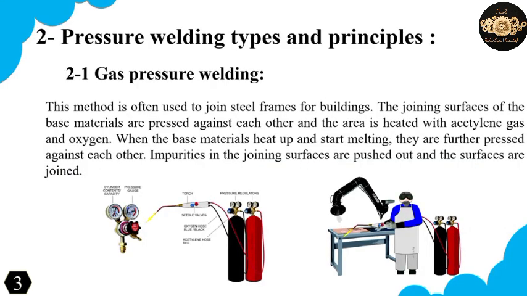2. Pressure welding types and principles. Gas pressure welding. This method is often used to join steel frames for buildings. The joining surfaces of the base materials are pressed against each other and the area is heated with acetylene gas and oxygen. When the base materials heat up and start melting, they are further pressed against each other. Impurities in the joining surfaces are pushed out and the surfaces are joined.